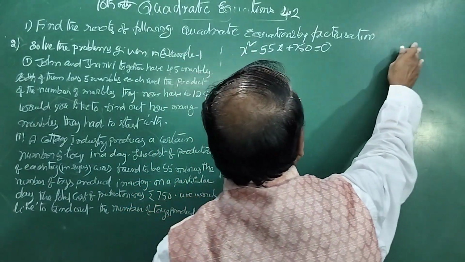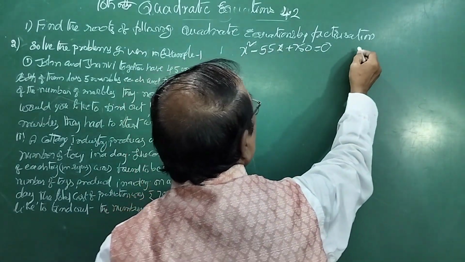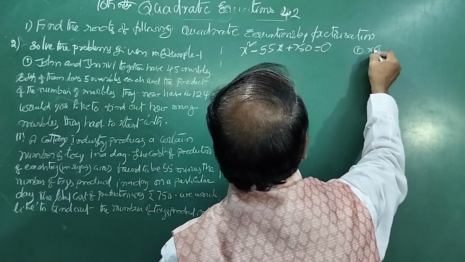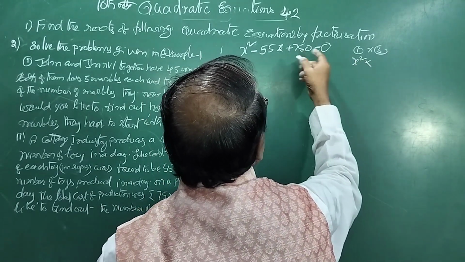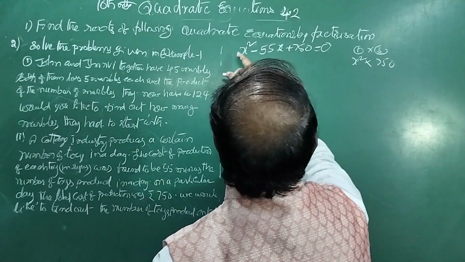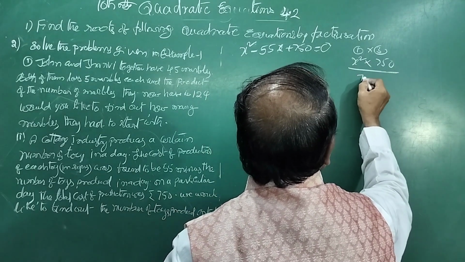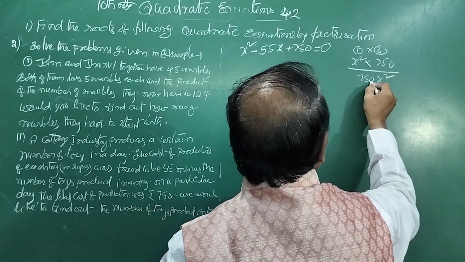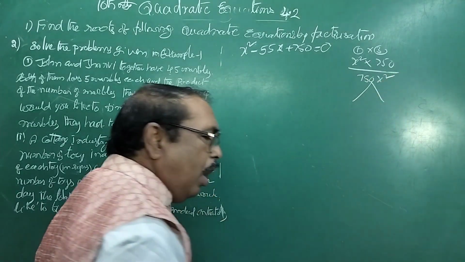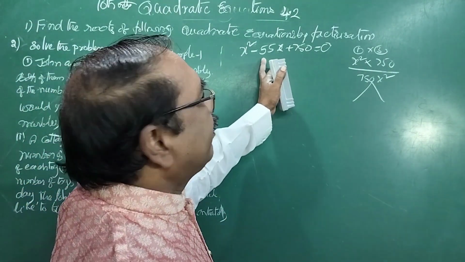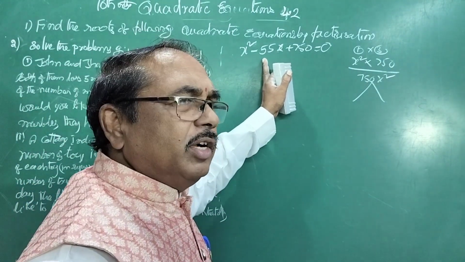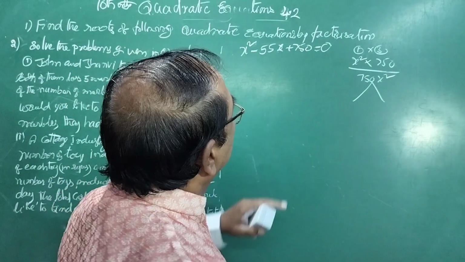Yes, we have to factorize. How? Take the first one into the third one on the left side. The first one is x square, the last one is 750, altogether 750 x square. It is to be factorized in such a way that the sum or difference equals the middle term. It is called the splitting of the middle term process.